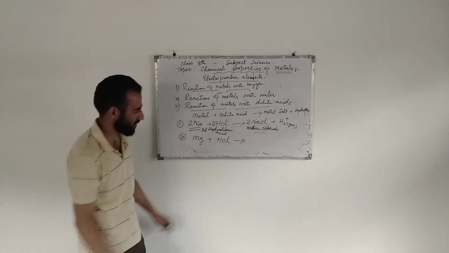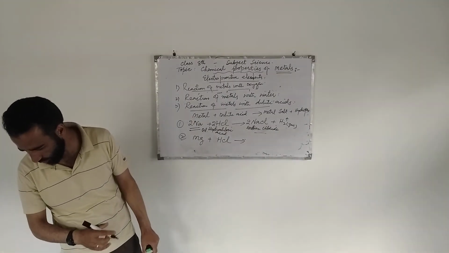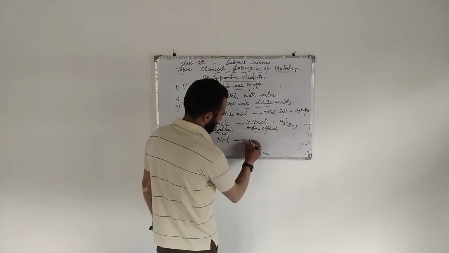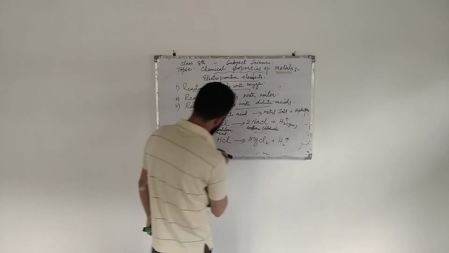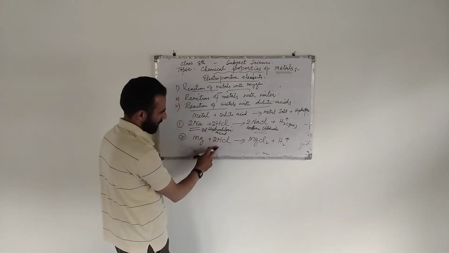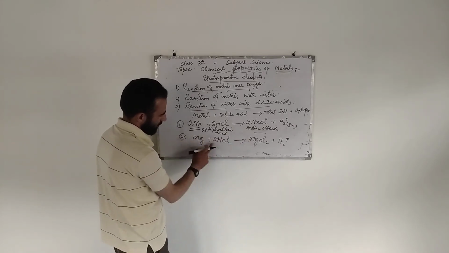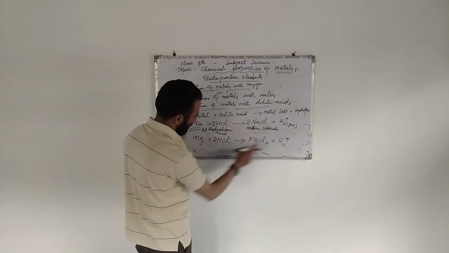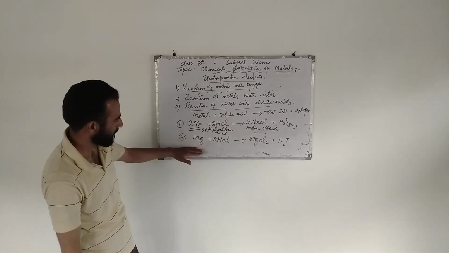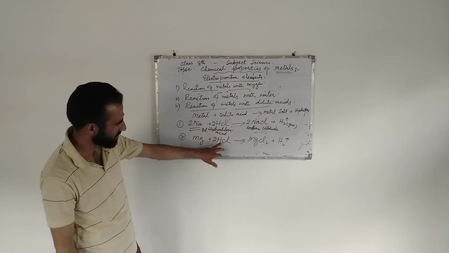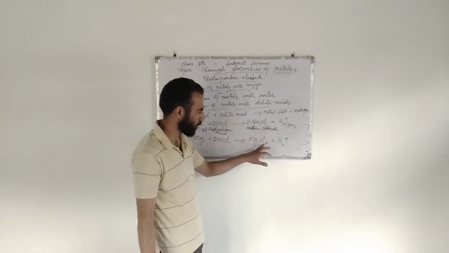Magnesium combines with HCl, hydrochloric acid, and there is a formation of magnesium chloride plus hydrogen gas. We can balance this chemical equation by this: 2 magnesium 1, 2 times hydrogen, 2 times chlorine. So this is a balanced chemical equation. And when magnesium combines with hydrochloric acid, there is a formation of magnesium chloride.